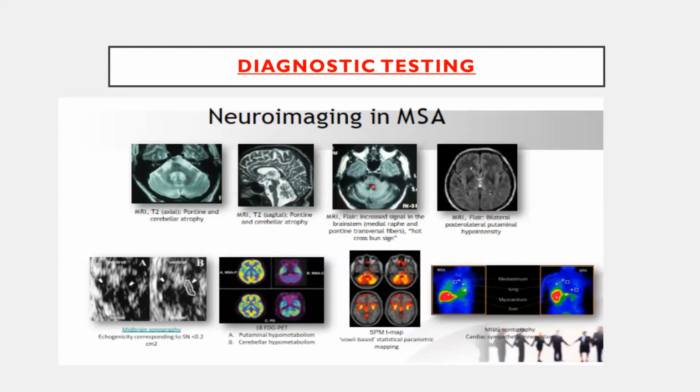You can see now here the hot cross bun sign, and putaminal hypodensity. These are all the classical signs of MSA. They cannot be seen in all the patients. So whenever you see a patient of multiple system atrophy, kindly go through the MRI and look for these signs. Okay.